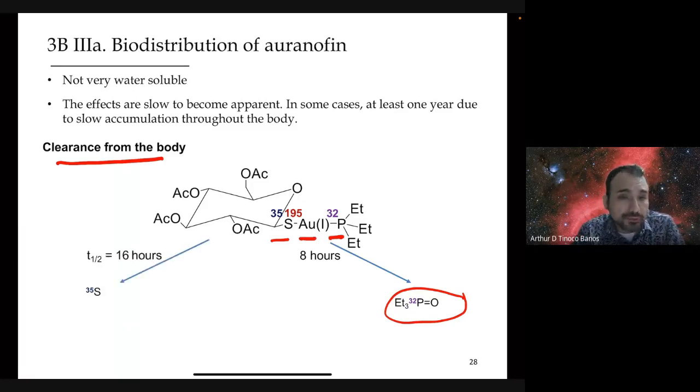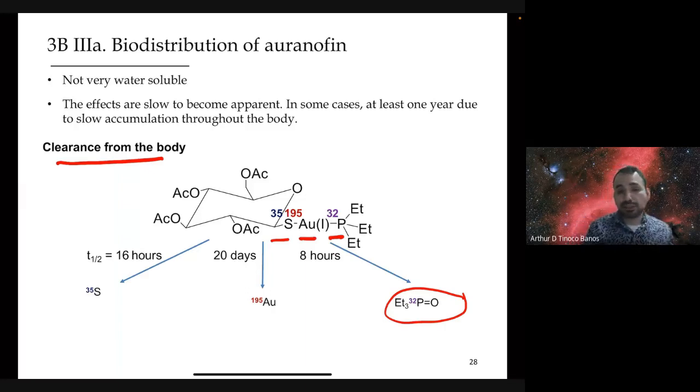The sulfur component of it has a half-life of about 16 hours. Okay, so we're looking at this in terms of half-lives. And then the gold component has a half-life of about 20 days. So very clearly, we see a different profile for all three, the metal and the two ligands. And so what this suggests is, to an extent, that perhaps retaining the ligation is not necessarily the important feature of this particular drug.